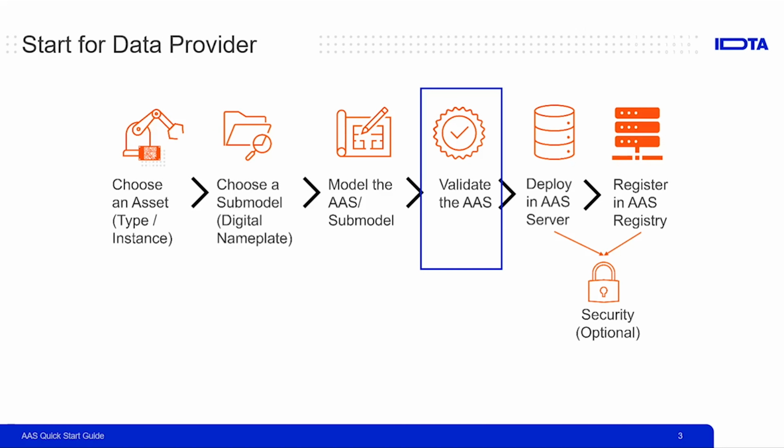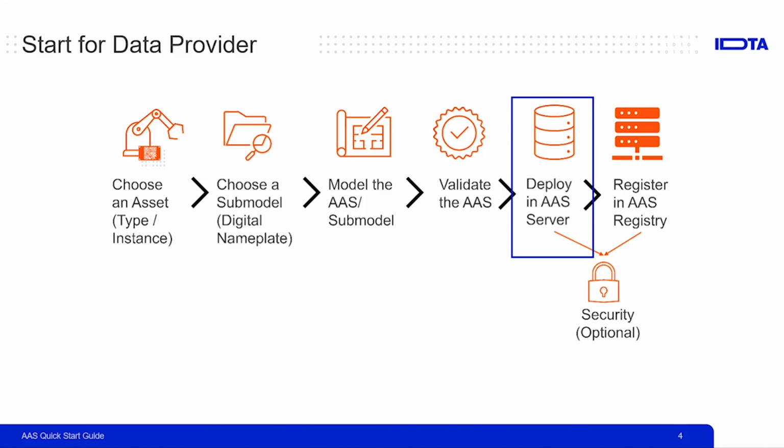So this was all about the validation of the asset administration shell and the submodel template using the validator tool. In the next video, we are going to have a look into how to deploy this modeled asset administration shell and the submodel into a server so that the consumer can get access to this information. So if you are interested in how to deploy the asset administration shell into a server, then stay tuned to the further videos.